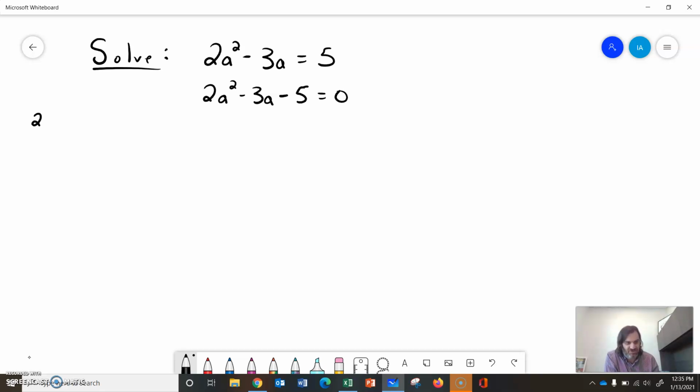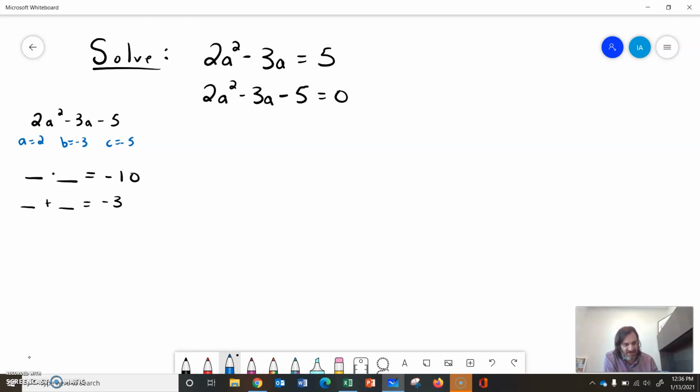So we'll take our 2a squared minus 3a minus 5, and notice that there's no common terms that we'll factor out. And we will say a equals 2, that's our coefficient a, b equals negative 3, and c equals negative 5, and we'll try our factoring process. So two numbers that multiply together give us a times c, which will be negative 10. Two numbers that add up to give us b, which will be negative 3. So after a little consideration, I think we'll get negative 5 and positive 2.